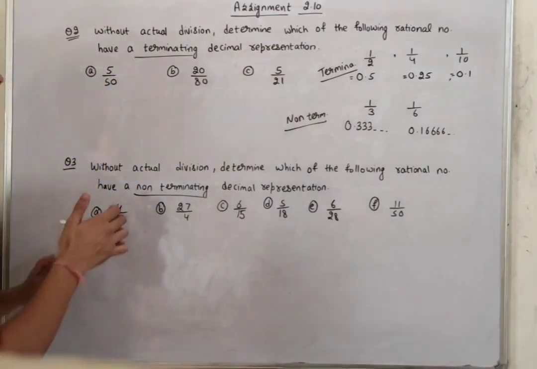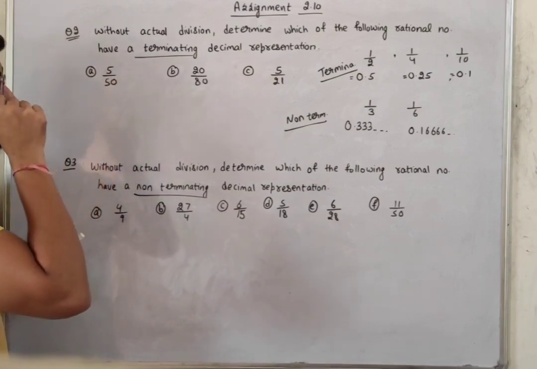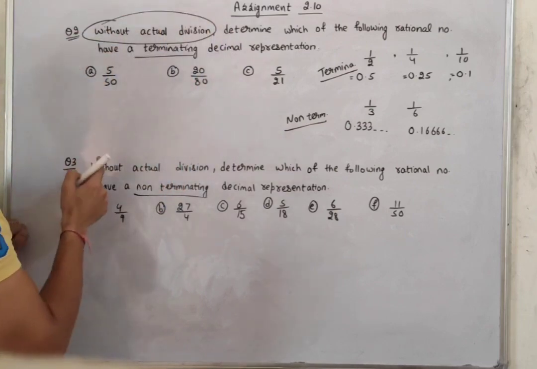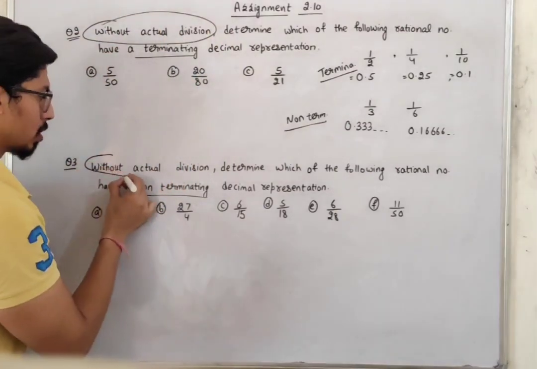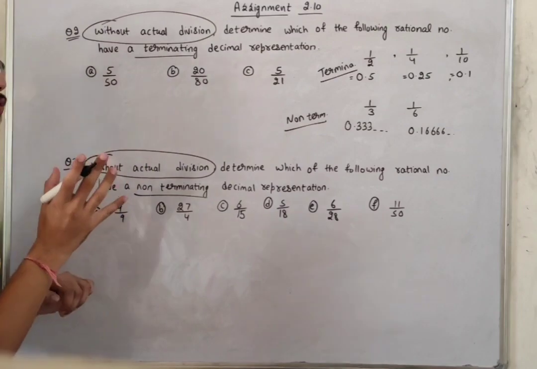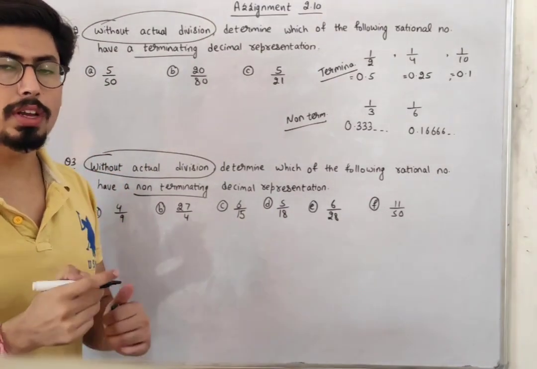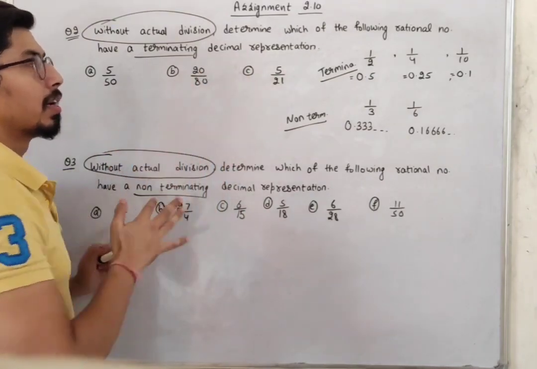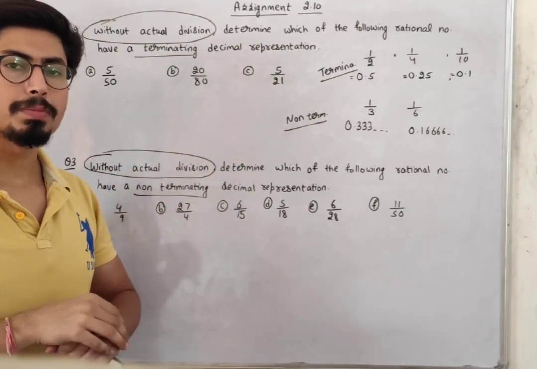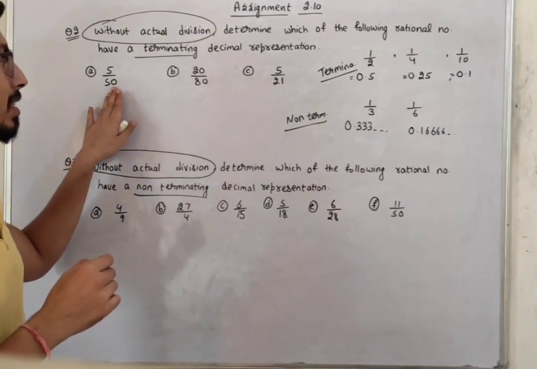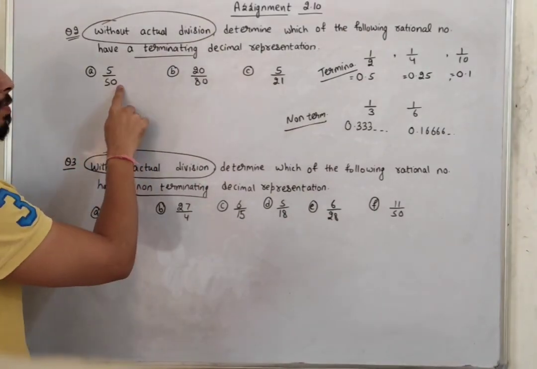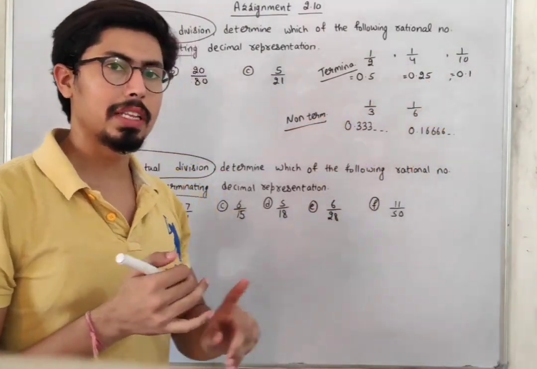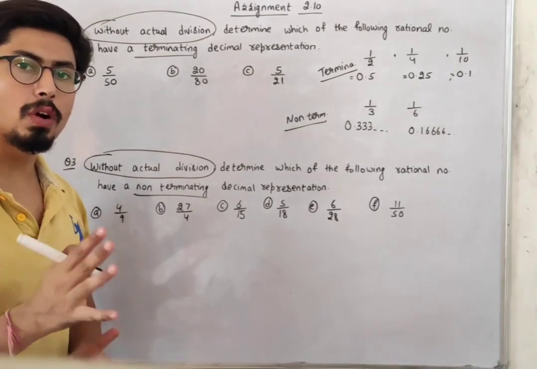But students, in our question number second, what we have to do, we don't have to divide the number. In our question number second and third also, we have to work without actual division. We have to find out among these numbers which of them are terminating numbers. See, if I just divide this, it will be 1 by 10, and 1 by 10 is 0.1. That means it is terminating. But we don't have to divide the numbers.